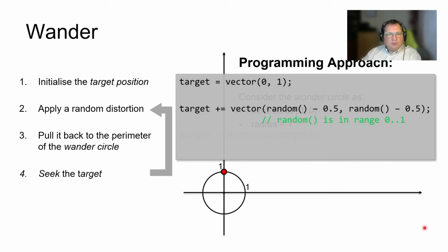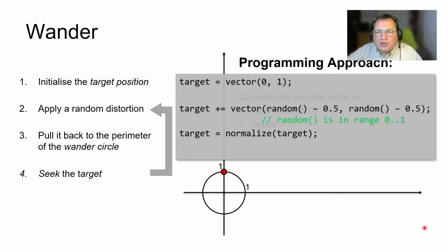Okay, the next step, pulling it back to the perimeter of the Wander circle, is surprisingly simple because whatever the coordinates of the target are after application of the random distortion, if we normalize the coordinates of the target, by the definition of normalization, a normalized vector is a vector with the magnitude of 1. So if we are talking about coordinates, a vector with magnitude 1 will be somewhere on the perimeter of this circle. So a very elegant implementation.